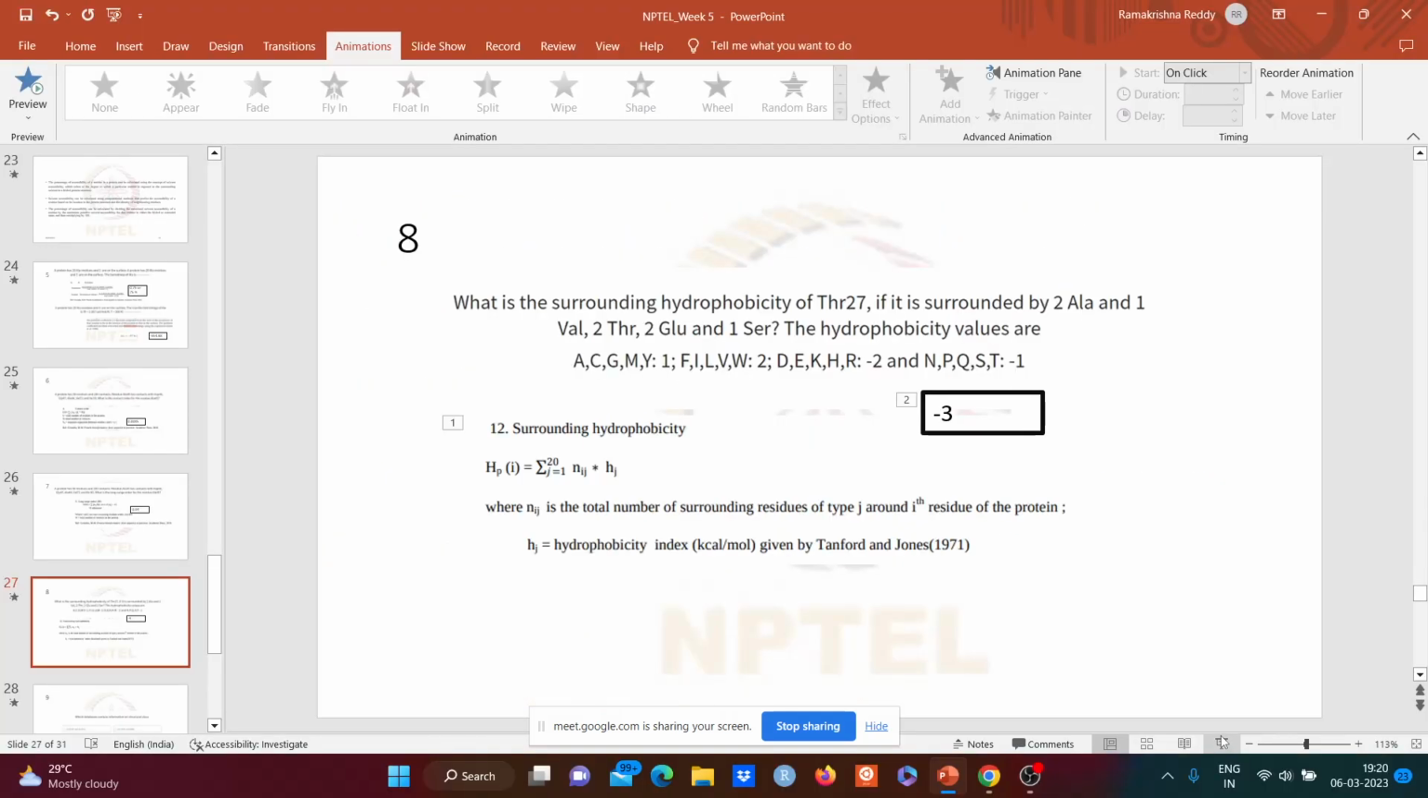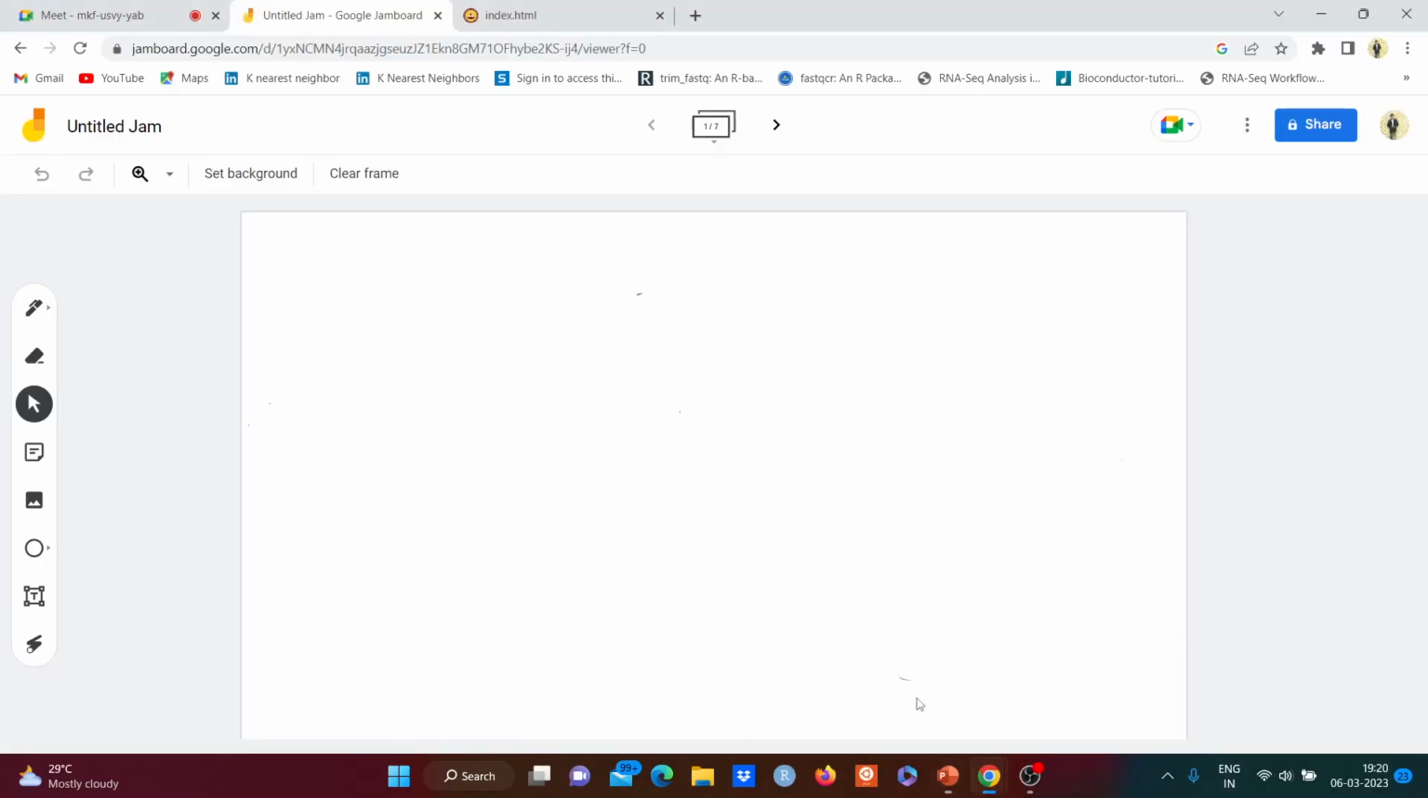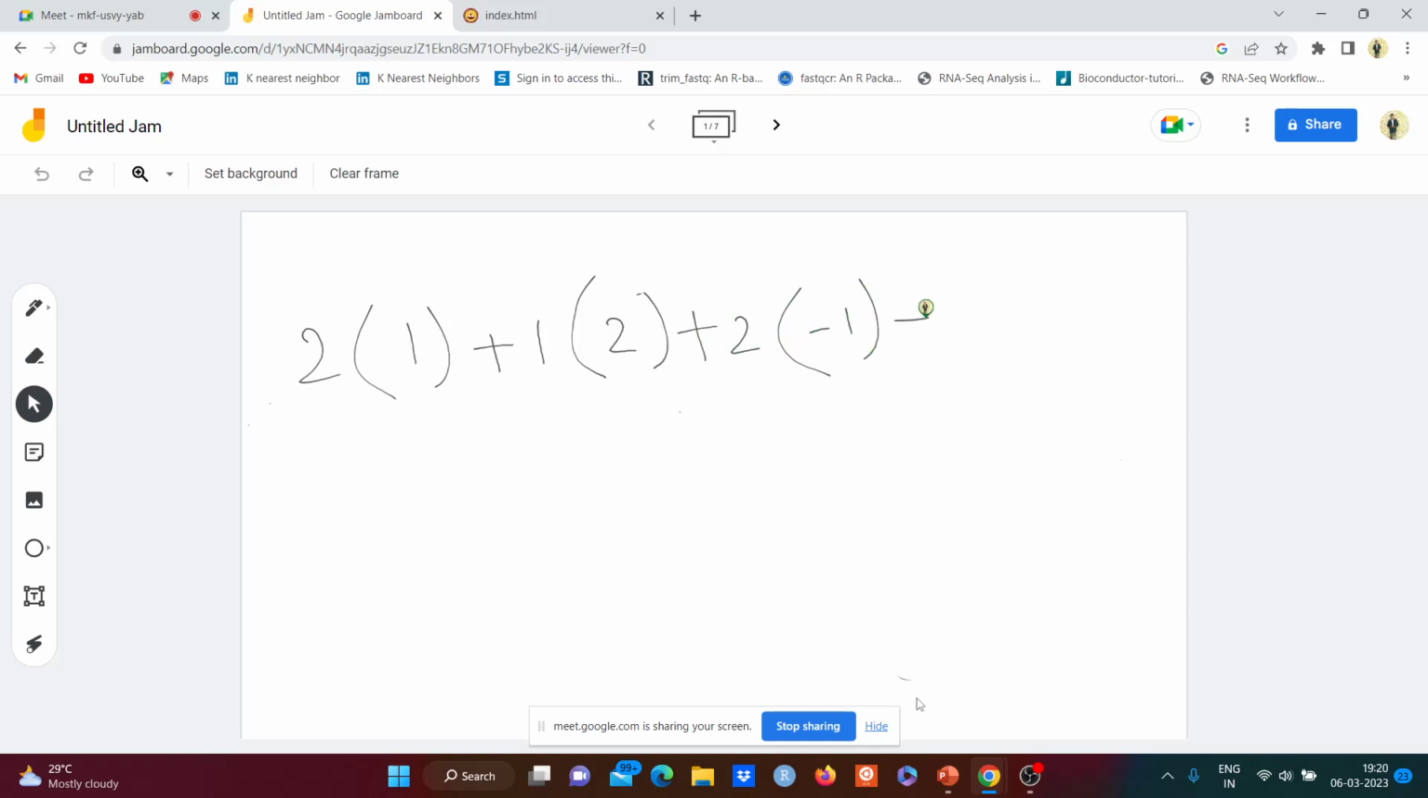Without wasting any time, let me move on to the solution. So here we have two alanines, and the value of the hydrophobicity scale of alanine is given. Then we have one valine, and the value of one valine is given. Likewise, the number of amino acids and their corresponding hydrophobicity values were collected like this.